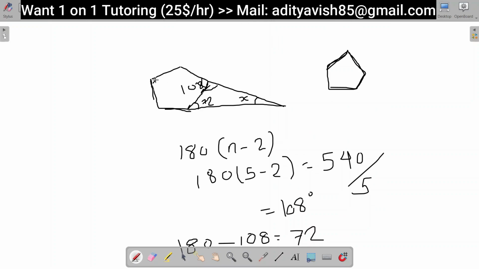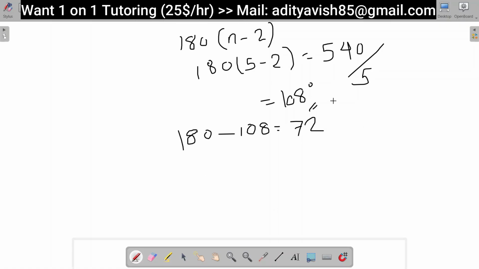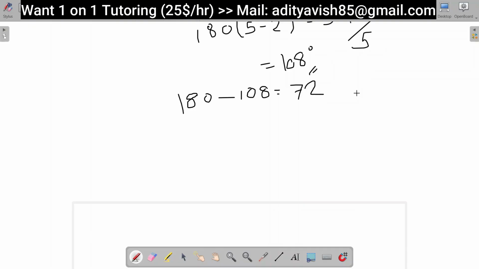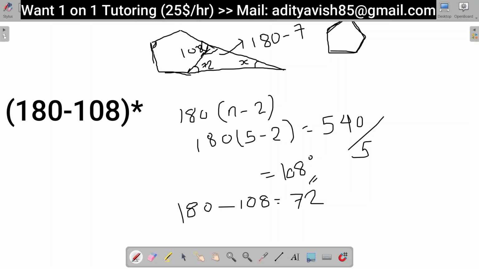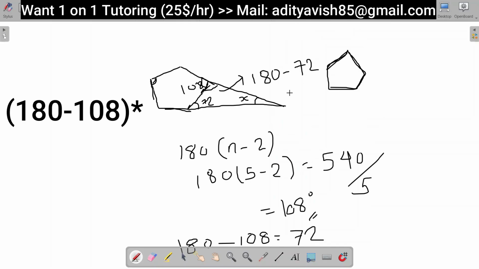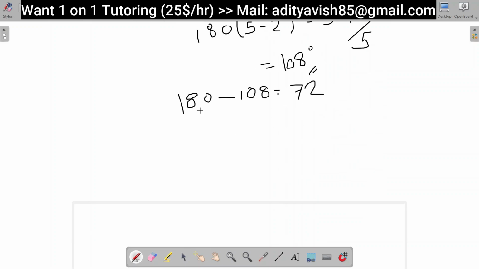And if we want to find each angle, we'll just divide it by 5, and it will come as 108 degrees. So this is the straight line, and if we want to find this angle, we just need to subtract 180 minus 72 degrees. So just by this, we'll find these both angles, which will be equal, 72 and 72.